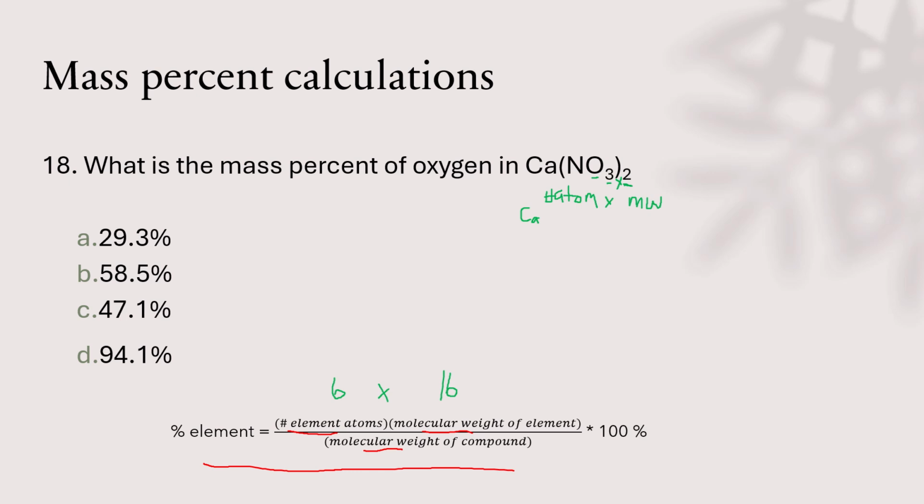So once you calculate the molecular weight of calcium nitrate, you would put that in the denominator here, and I'll let you do that on your own, but I'll still give you the answer. So you'll take 6 times 16 divided by the molecular weight that you get of the entire compound and all its parts, including the calcium, the nitrogen, and the oxygen. And once you do that, the answer that you should get is B. 58.5% of calcium nitrate is made up of oxygen.